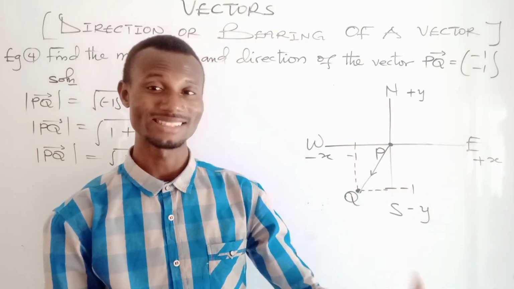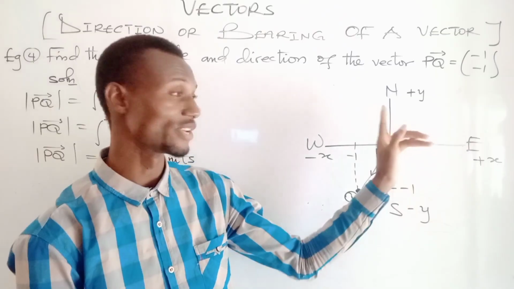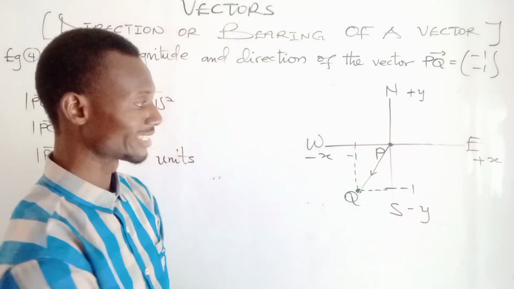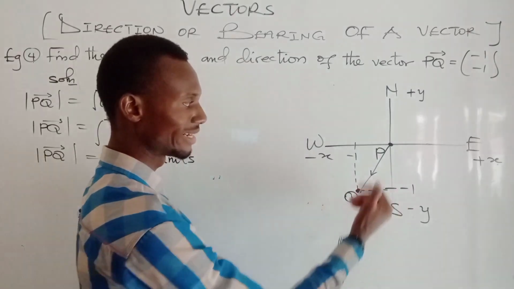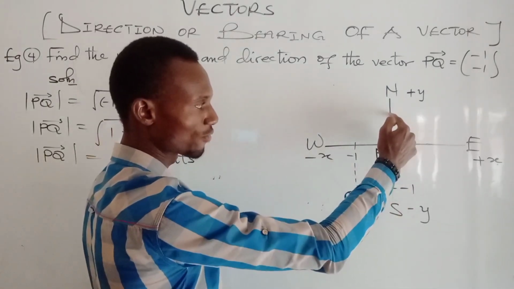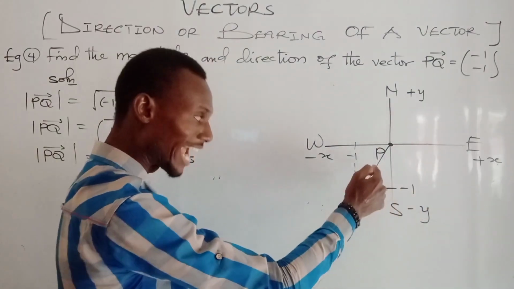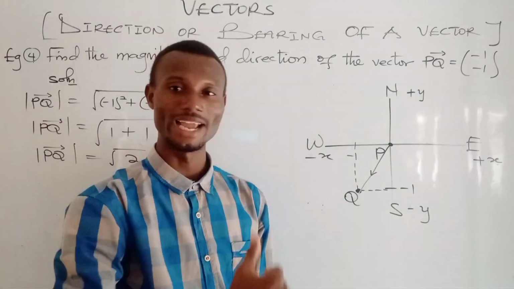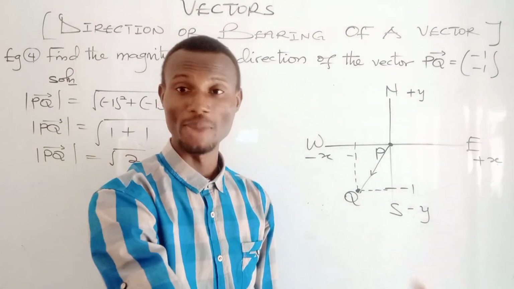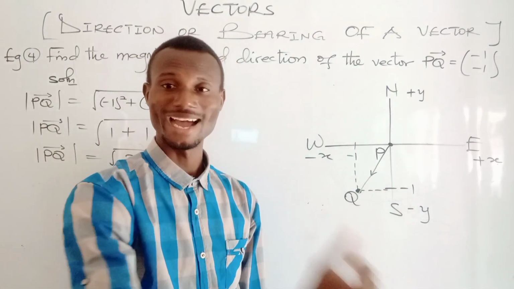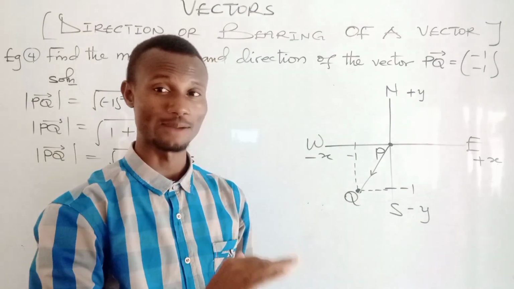Okay, this I've established many times. We start reading from the north in the clockwise direction. So for us to get the bearing or the direction of the vector PQ, we need to start reading from the north and we'll end on the line PQ. That will give us the true or the actual bearing or direction of the vector PQ. I hope the explanation is clear enough up to this point.